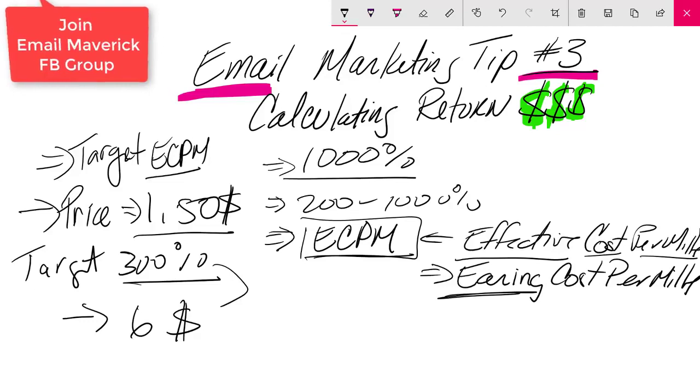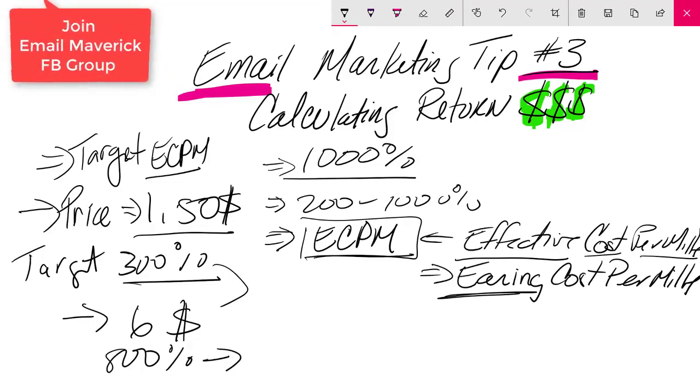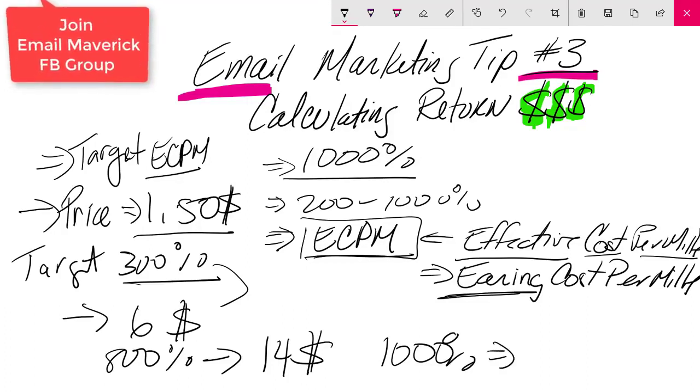If you're looking for an 800% return, that's more like the returns I like to see, your ECPM would actually be $14. Okay, and to reach a 1,000% return on your email marketing campaigns, your ECPM would have to be about $16.